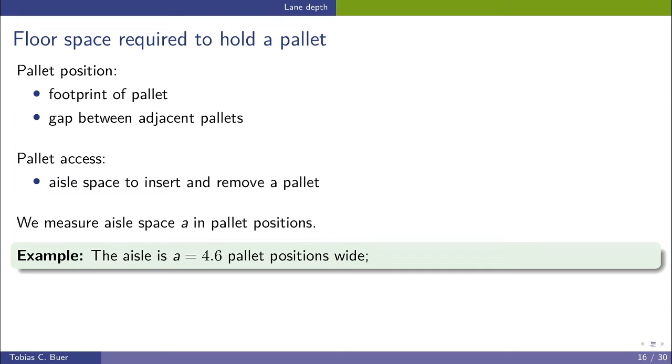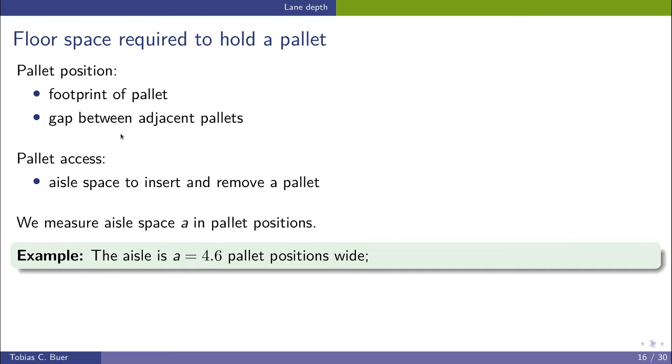How much floor space is required to hold a pallet? We calculate this now in a generic way. Of course, the floor space that is covered by a pallet includes the pallet itself. We call this the footprint of the pallet.